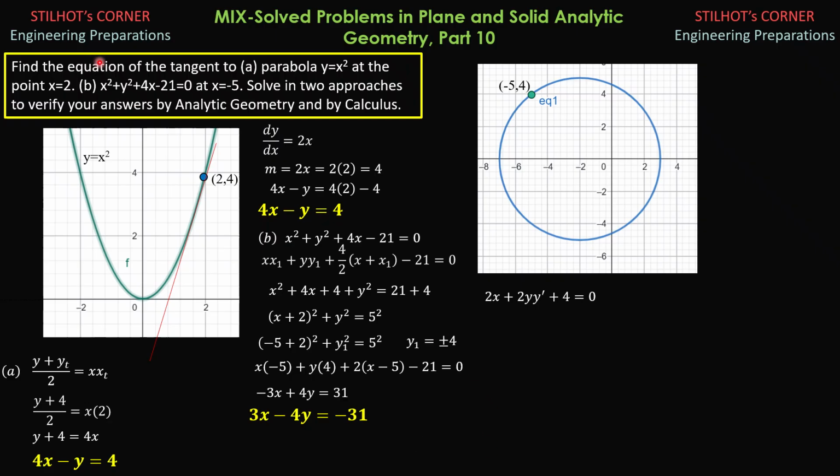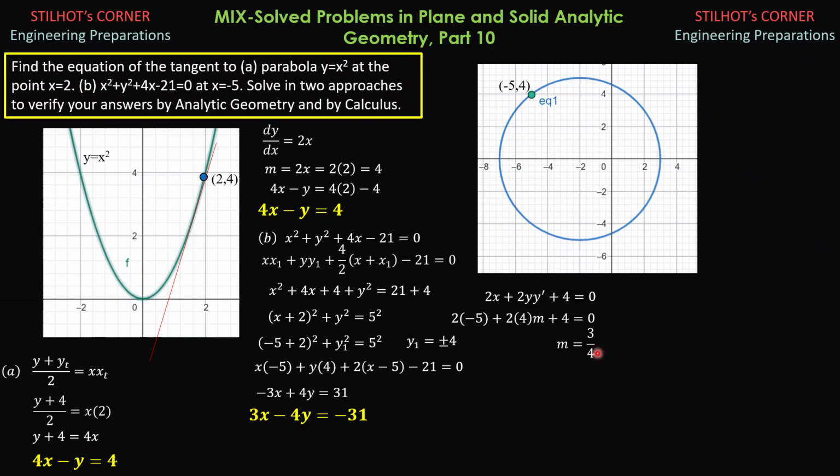Then by calculus approach, we differentiate the original equation with respect to x. So 2x plus 2y y prime plus 4 equals 0. Then I replace y prime by slope m and substitute x and y by xt and yt, which are negative 5 and 4 respectively. So 2 times negative 5 plus 2 times 4 times slope of the tangent line plus 4 equals 0. So the slope of the tangent line is 10 minus 4, 6 divided by 8, or 3/4.